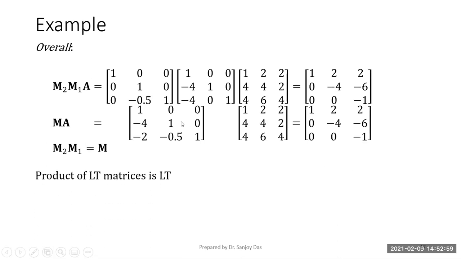Okay. One thing, this M2 is a lower triangular matrix. Also, M1 here is a lower triangular matrix. You can verify this yourself that when you multiply two lower triangular matrices, you will again get a lower triangular matrix. So this matrix M is also a lower triangular matrix. You see that? Upper triangular elements are 0. So the product of lower triangular matrices is lower triangular. Likewise, by the way, the product of upper triangular matrices is also upper triangular.